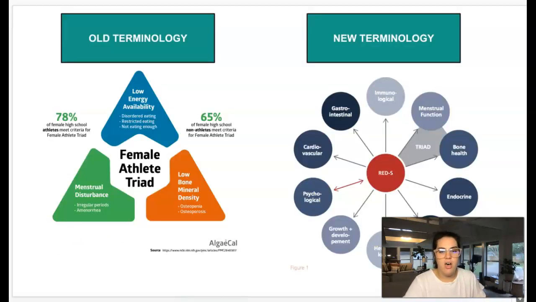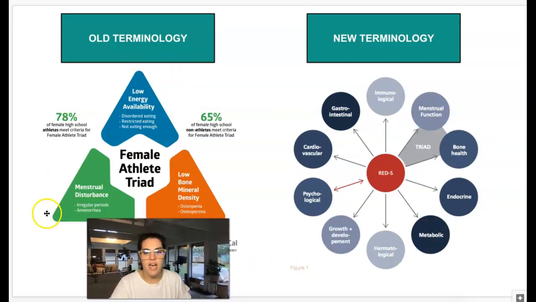So you may all have heard of the female athlete triad. This is a term focused at female athletes, and it results from inadequate energy consumption. The issue with the female athlete triad is that we found that it isn't all encompassing for the conditions that female athletes may experience if they are under consuming calories.